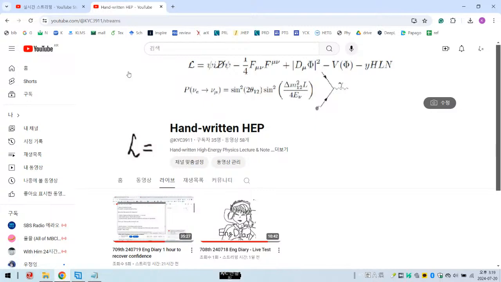We use perturbation theory, and in each order there is a corresponding Feynman diagram, and we can compute some amplitude from the diagram.